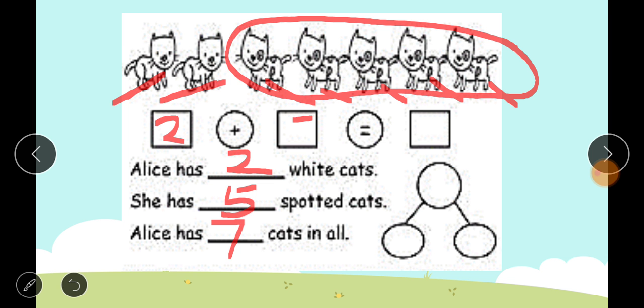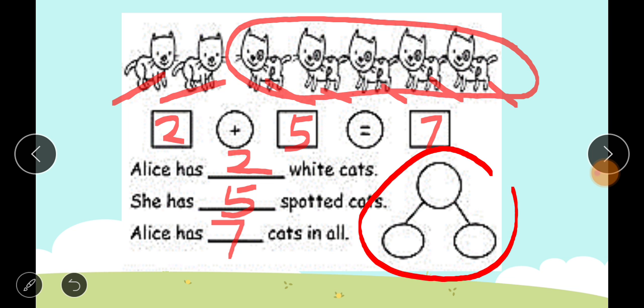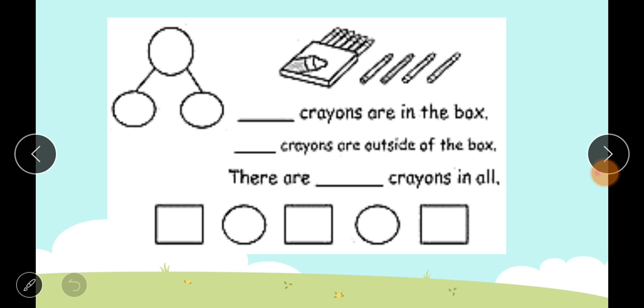2 plus 5 equals 7. Let's write out the number sentence in the number bond. 2 and 5 compose 7. Awesome. Good job. Let's move on.